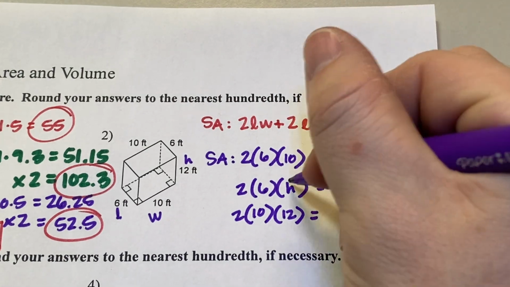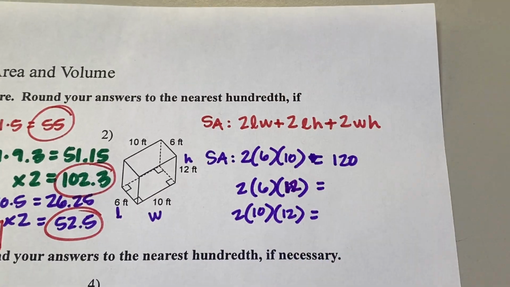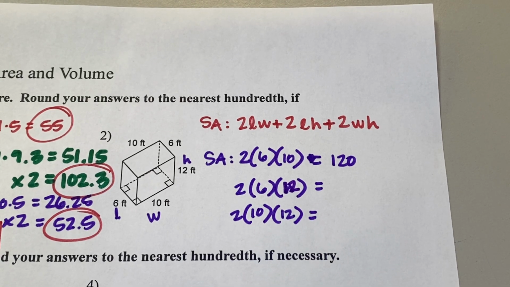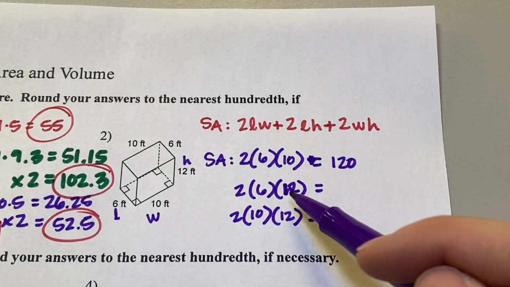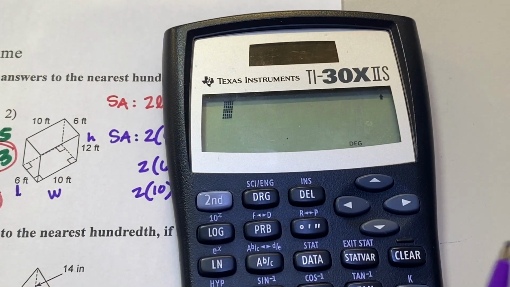What the heck? Why did I write height for that guy? Whoops. That's 12. Yeah, I can see why I wrote H. I wrote H instead of height. Alrighty, cool. So now that I figured out that the 12 is actually our height, I have 2 times 6 times 12.